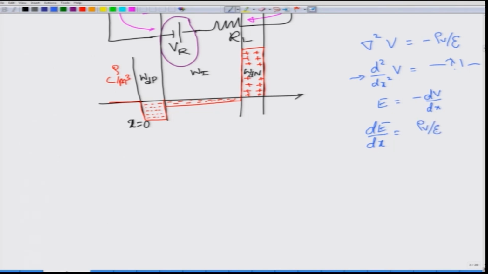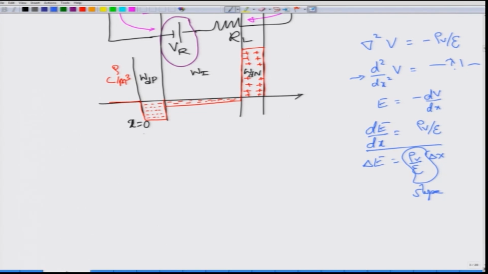Incidentally, this is the one dimensional Gauss's law as well. Okay. What it tells you is that the slope of the electric field is the charge density divided by epsilon. So, the change in the electric field is delta x times this. This is essentially the slope, right. So, you multiply the slope by delta x, and you get the change in electric field.